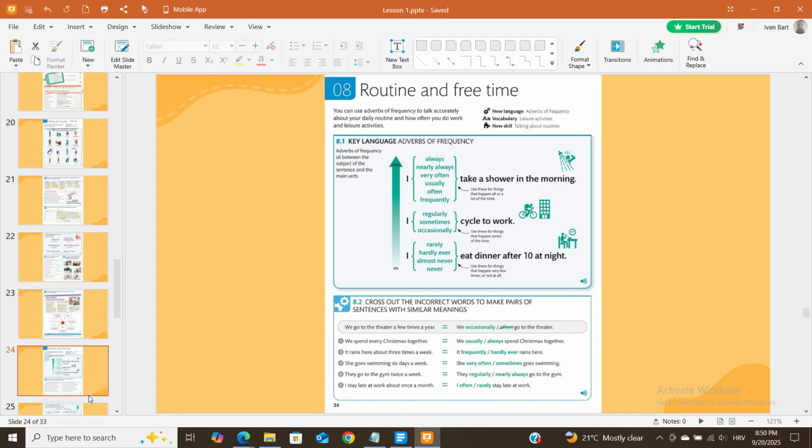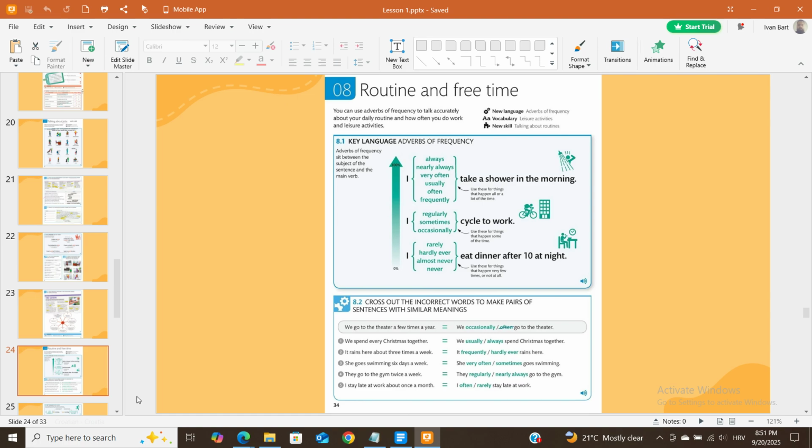Take a shower in the morning. Use these for things that happen all or a lot of the time. Frequently, regularly, sometimes, occasionally, rarely, hardly ever, almost never, never. Cycle to work. Use these for things that happen some of the time. Eat dinner after 10 at night. Use these for things that happen very few times, or not at all.